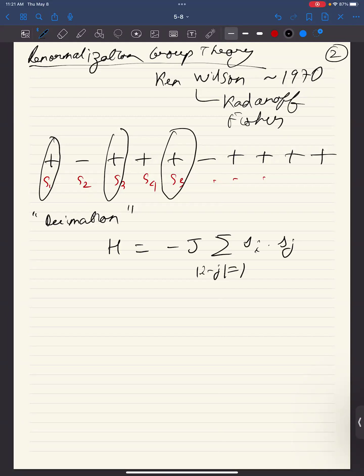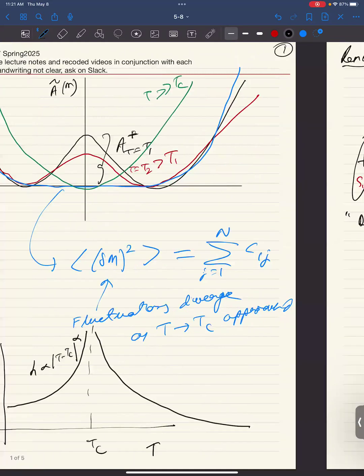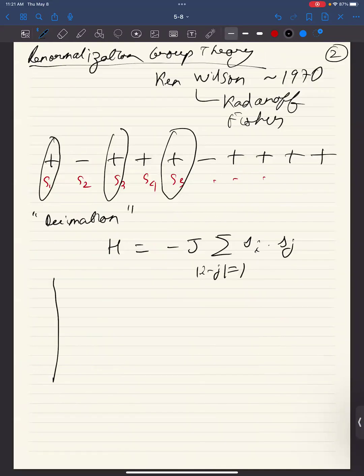So renormalization group theory says if you decimate or remove, which really means average out over these other degrees of freedom, can we connect a relation of this decimated system with the original system? And it works quite well. One of the successes of renormalization group theory was, just like I plotted the correlation length over here, how it diverges at the critical temperature. It's not just the correlation length. Close to critical temperature, many other thermodynamic observables like the heat capacity diverge.